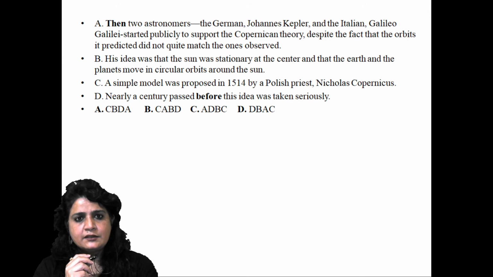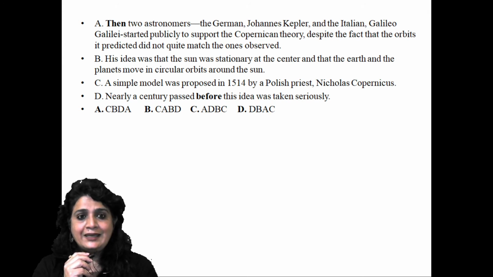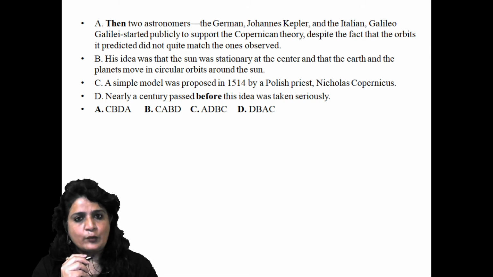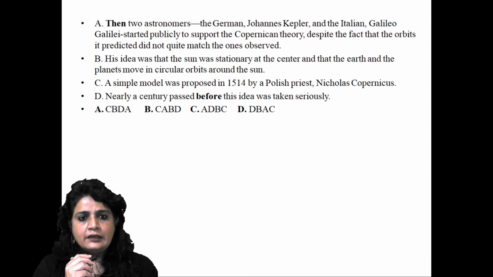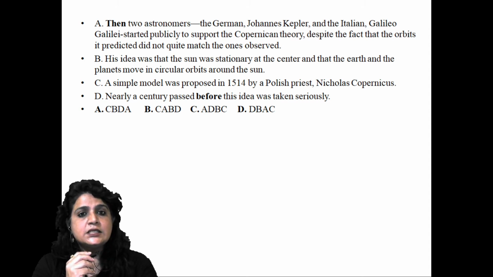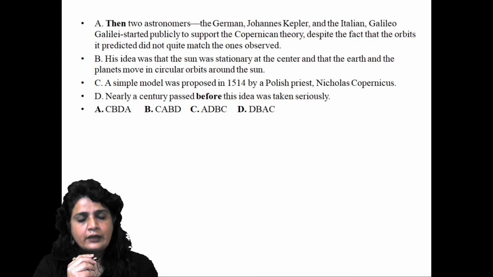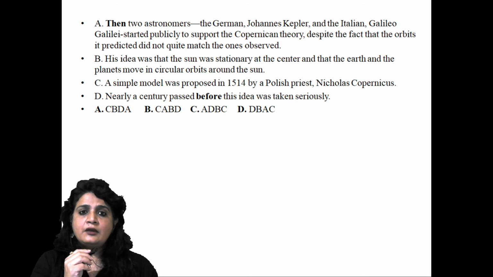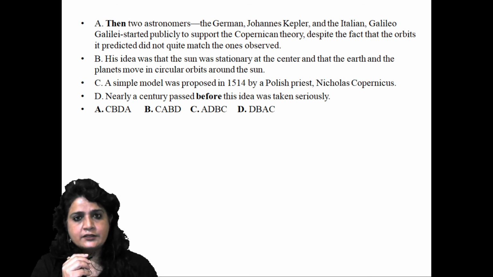First statement says, then two astronomers, Kepler and Galileo, started publicly to support the Copernicus theory. Then, that means इसके पहले कुछ हुआ होगा which led to their support. Another is D. Nearly a century passed before this idea was taken seriously. Before. So this is also indicating time. This idea is also giving you a reference, right? A preceding reference which you have to connect this sentence with.